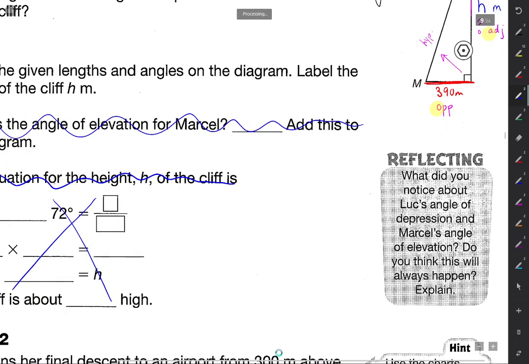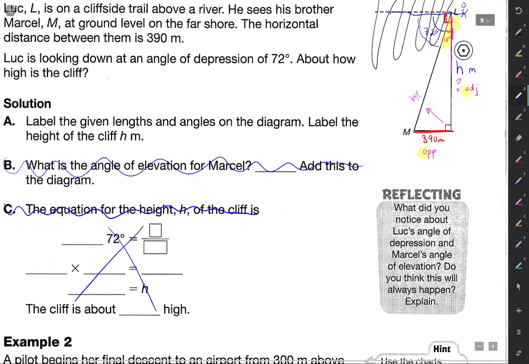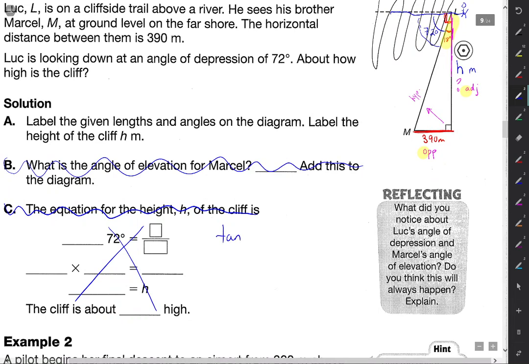So we're going to use tangent to solve this. So I'm going to put the tangent of 18 because we're going to be working from that 18-degree angle. So that's going to be equal to opposite over adjacent. And then let's plug in the numbers we have. So the tan of 18 is equal to, we have the opposite, which is 390, but we don't have the adjacent. So that's side H. We don't have a number for that, so we'll just put an H there.